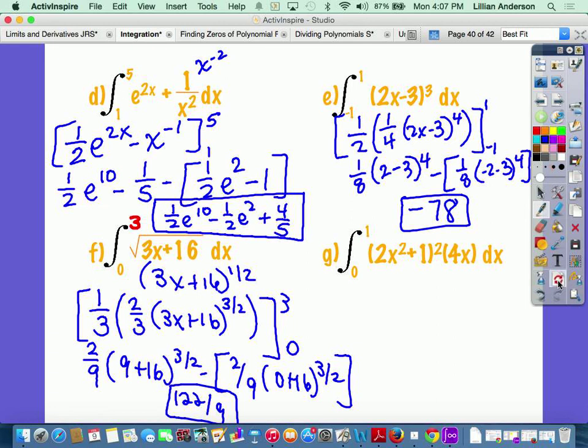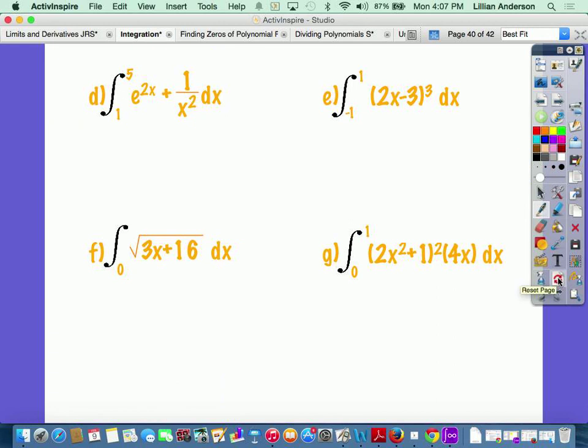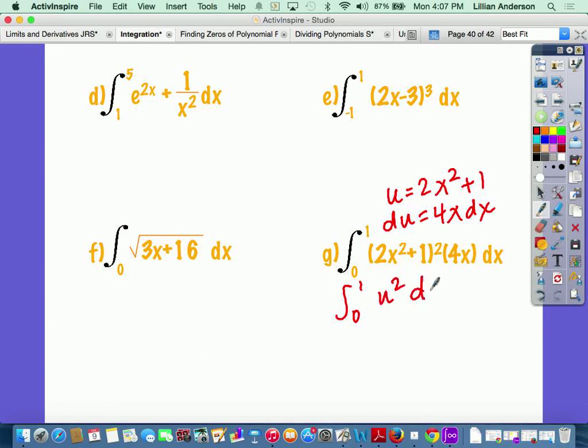Lastly, G. G is actually a U substitution problem. Do you see it? I'm going to make U 2x squared plus 1. I'm going to make du 4x dx. And as you see, this can now be written as the integral from 0 to 1 of u squared du.